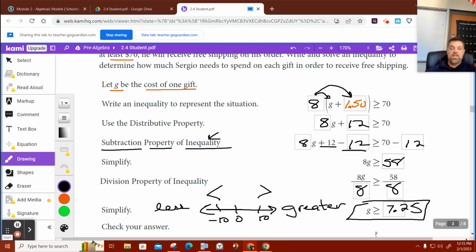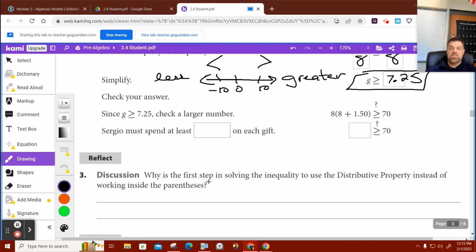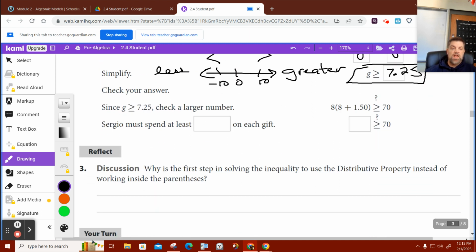Now, let's check our answer. So to check our answer, guess what we do? Well, it says that since g is greater than or equal to $7.25, check a large number. How much do you want to check? Let's check. He must spend at least $7.25. So what they did here is they said, well, what's larger than $7.25? How about 8?